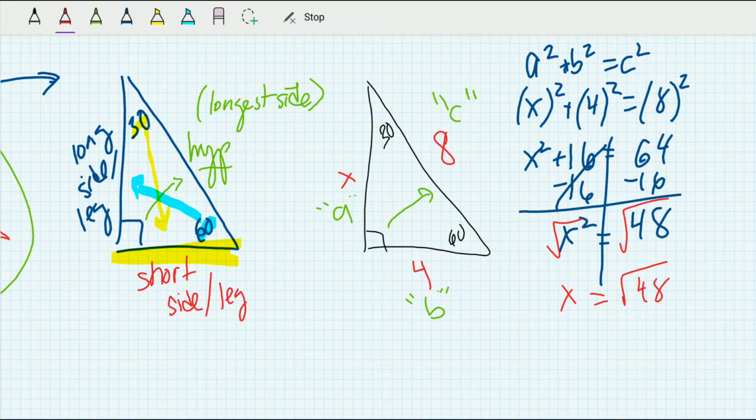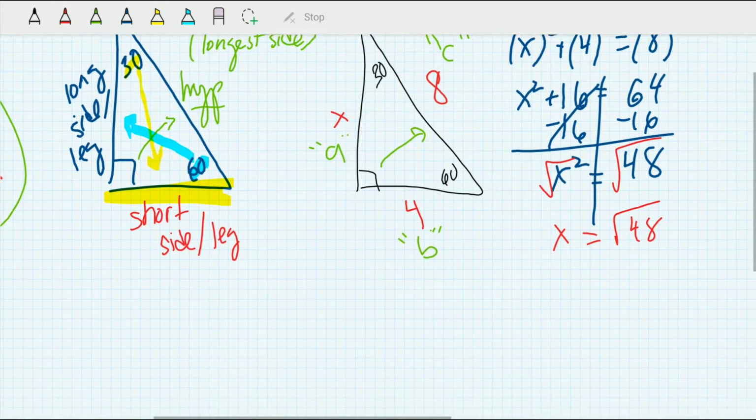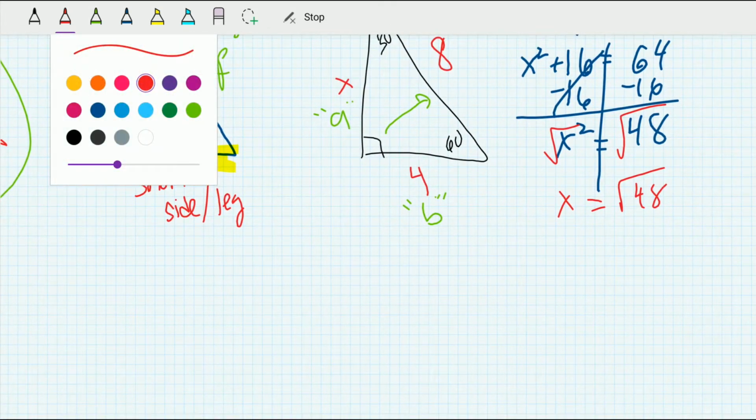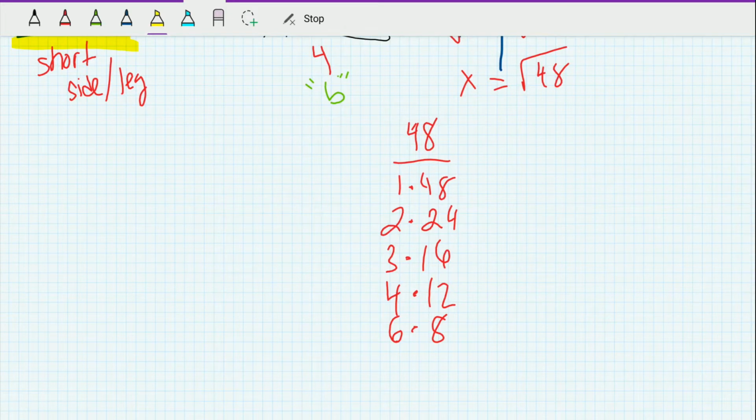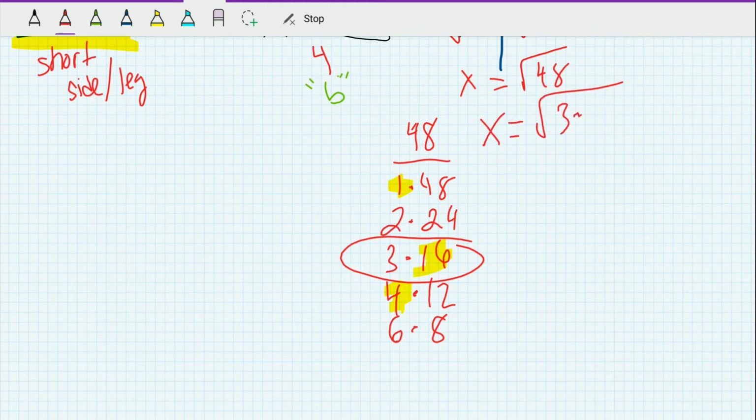Now it's all about breaking down the 48. So the next step is to find the perfect squares. 1 is a perfect square. 16 is a perfect square. 4 is a perfect square. So we have 3 options, and now we just have to choose which one is the greatest or the biggest perfect square, which ends up being 16, so 3 times 16. So I can do x is equal to the square root of 3 times 16, and then break it down just like we've been doing. Sorry, that's supposed to be a little dot for times. Okay, times 16.